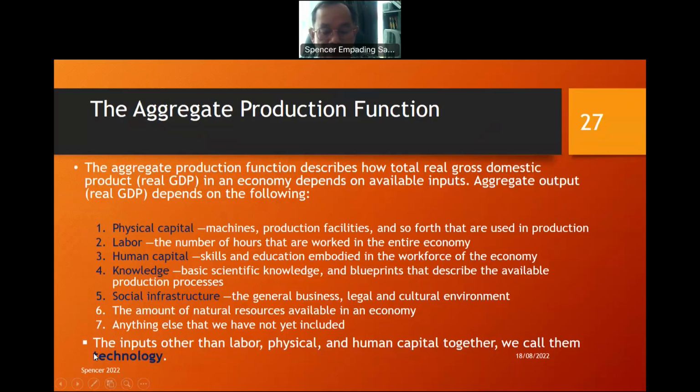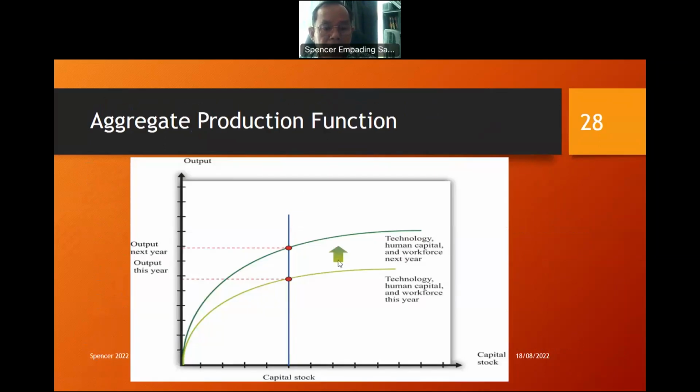So these other inputs, other than labor, physical and human capital, together we can call them technology. All right. So this is a picture and graph showing the aggregate function as a result of the influence of technology on growth, output or GDP, with the use of technology level 1 to level 2, for example. With better technology, better human capital, and so on, you can increase production.